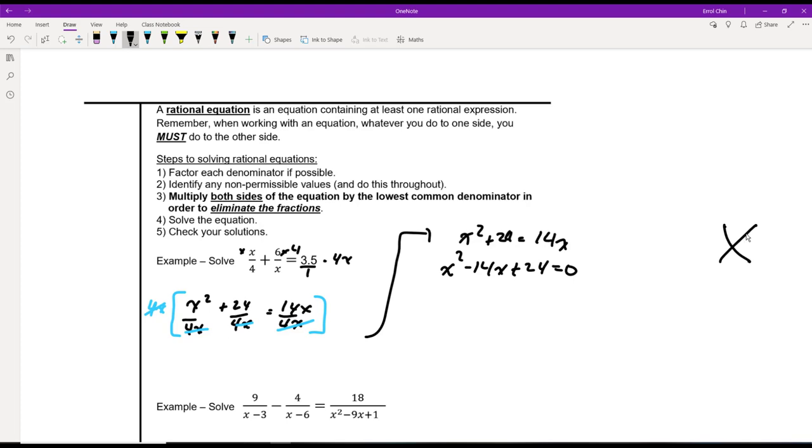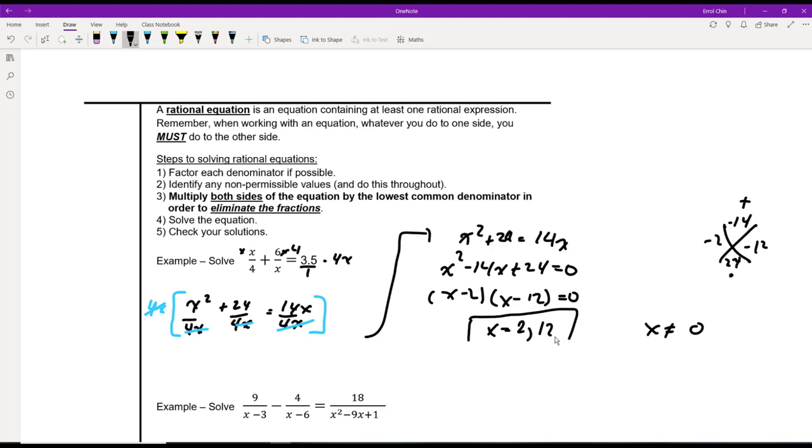So we can draw our little x trick. Negative 14, 24. What two numbers add to negative 14 and multiply to 24? It's negative 2 and negative 12. So we have (x minus 2)(x minus 12) is equal to 0. And right now it looks like our possible solutions are x is equal to 2 or 12. Now, always look back at the original equation. What are the non-permissible values? Well, x cannot be allowed to equal 0. So these solutions are fine.